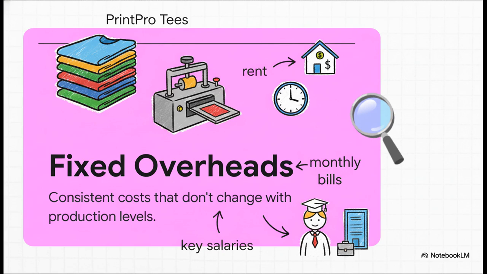Before we jump into the formulas, let's get our bearings with a really simple idea. We're going to use a case study, a t-shirt printing company we'll call Print Pro Tees. Now, their fixed overheads are those stubborn bills that come in every single month, no matter if they print one t-shirt or 1,000. You know, things like the rent for their workshop and the supervisor's fixed salary.